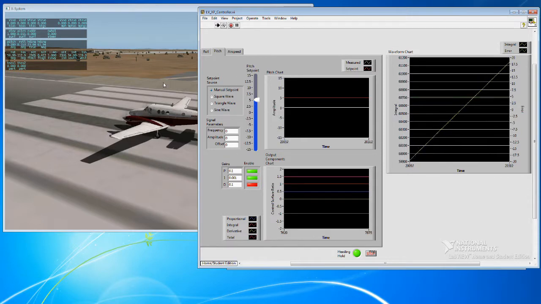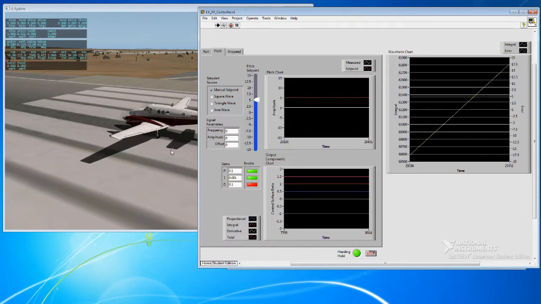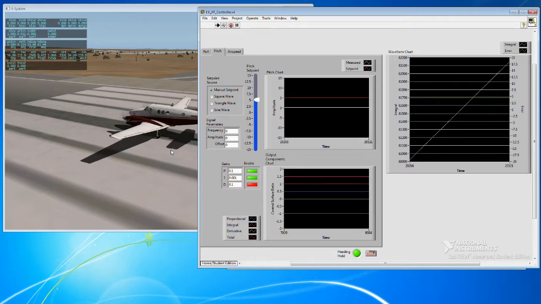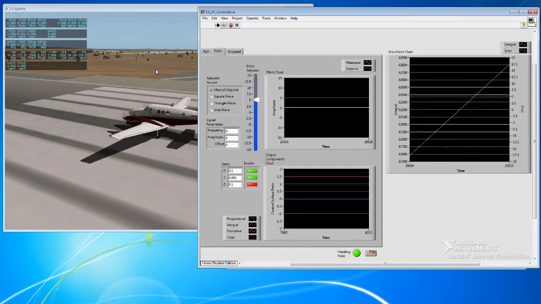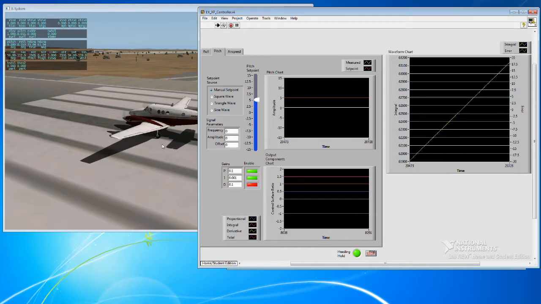Now, if you remember previously when we tried to take off in the King Air, it would pitch up to almost vertical, and then it would stall, and then it would come back down, and it would just repeat that cycle. Let's see if this behaves any better. See if our proportional control is able to interact a bit better and have some control authority.